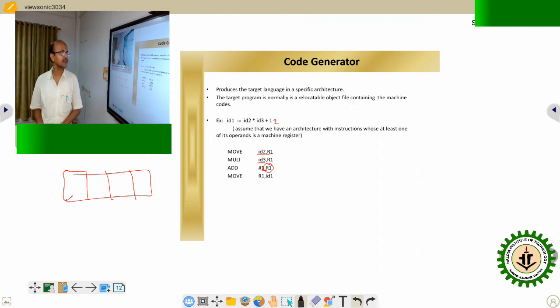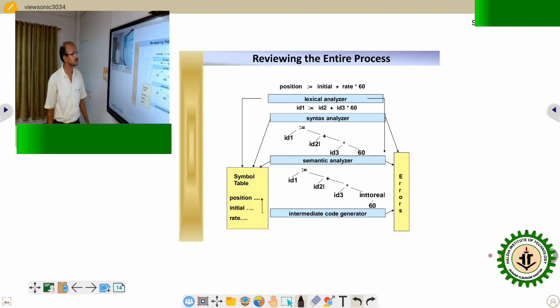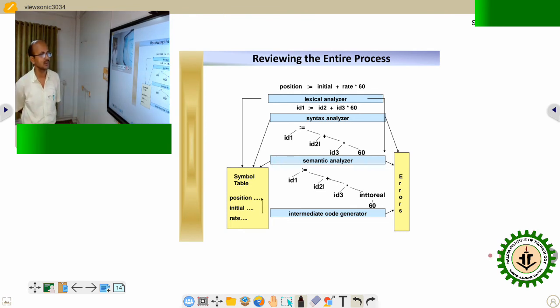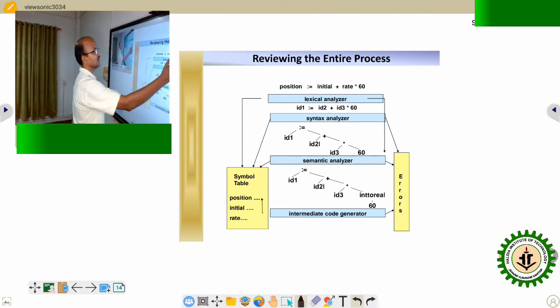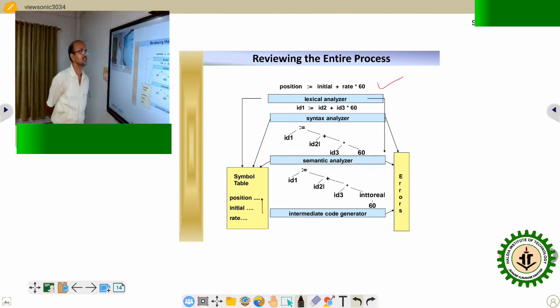So we have completed all the 6 typical stages of a compiler, and now we will revisit at a glance how the compilation is being done. Consider this example here: position = initial + rate * 100. How through the different phases of the compiler the source code is being translated.